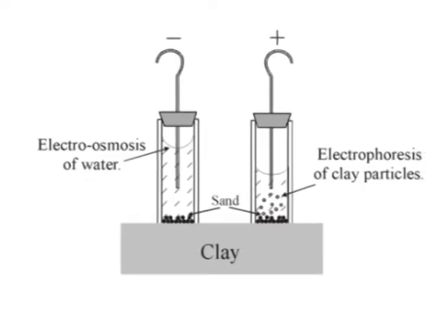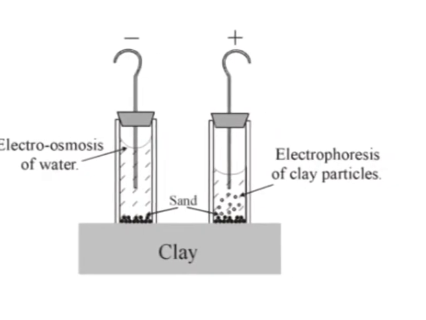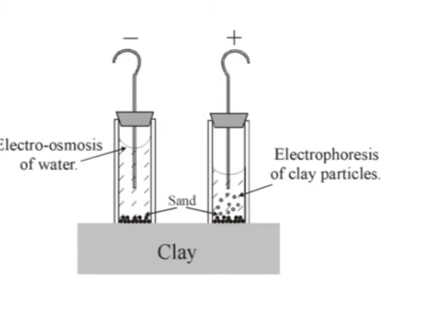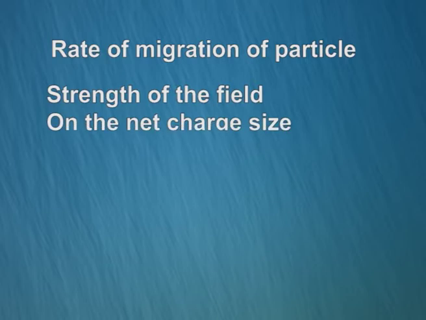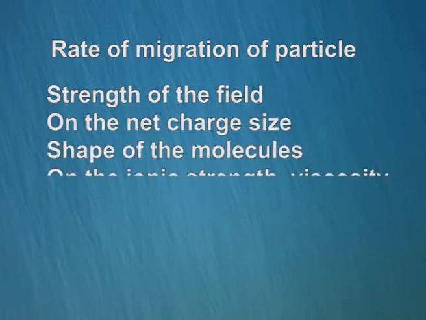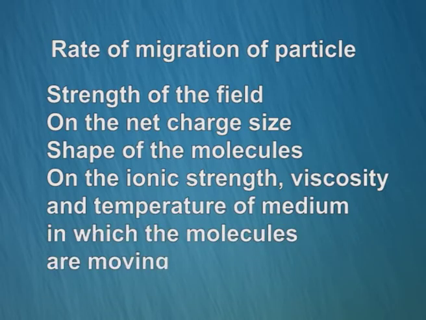In 1807, Ferdinand Reuss observed clay particles dispersed in water to migrate on applying constant electric field for the first time. It is caused by a charged interface present between the particle surface and the surrounding field. The rate of migration of particle depends on the strength of the field, on the net charge, size and shape of the molecules, and also on the ionic strength, viscosity and temperature of medium in which the molecules are moving.